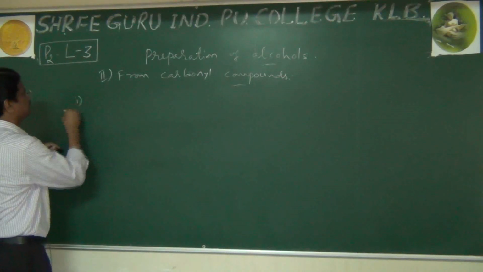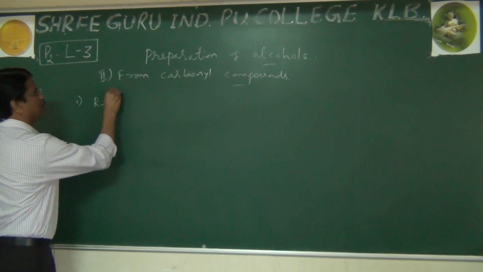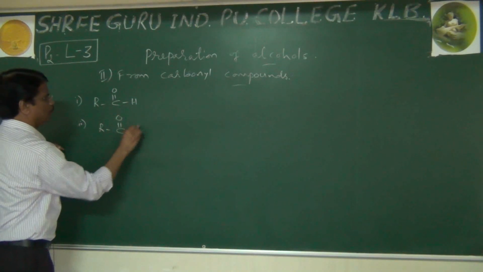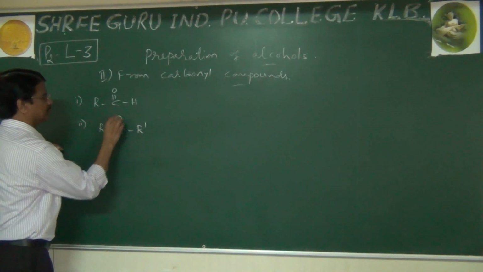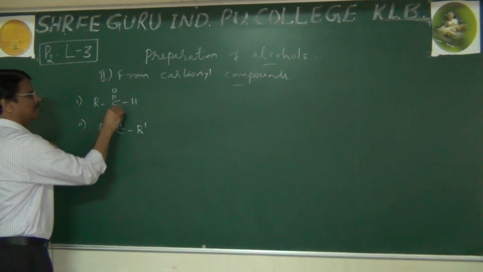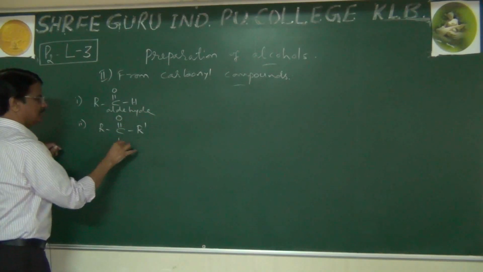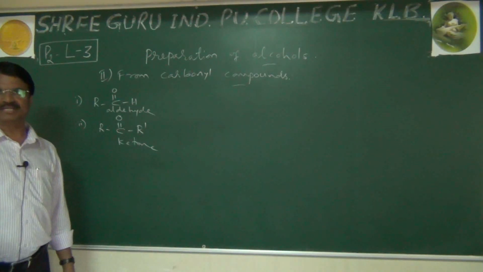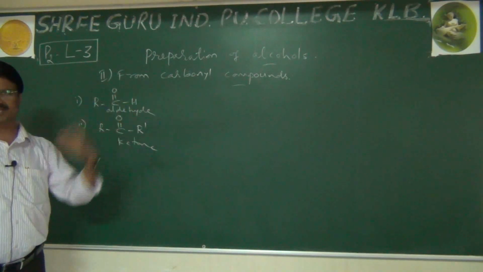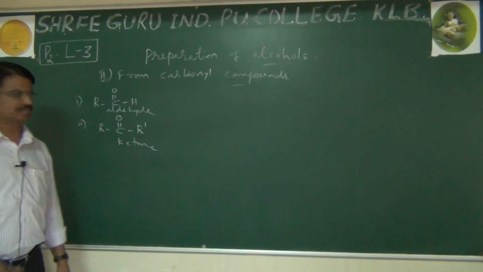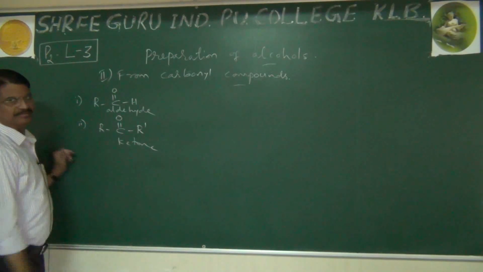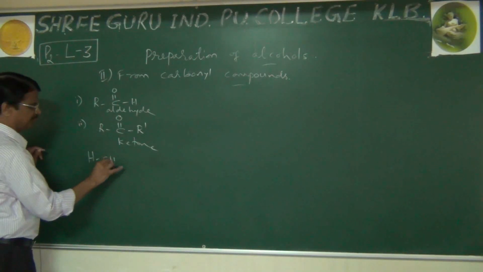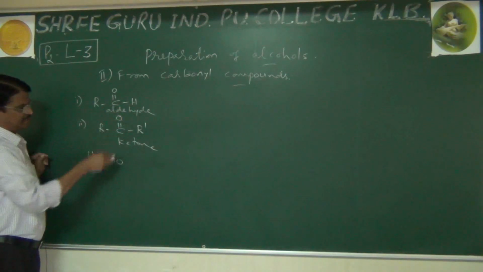Carbonyl compounds: the first one is RCHO, the second is RCOR'. The first is an aldehyde, the second is a ketone. In the syllabus, the next unit is aldehydes, ketones and carboxylic acids. So these are the formulas of aldehydes and ketones. In the simplest aldehyde, if R equals H, you can write COH as CHO.